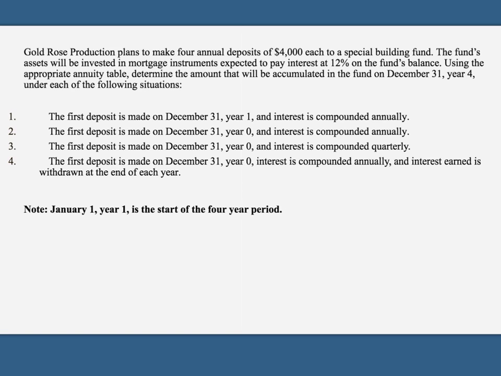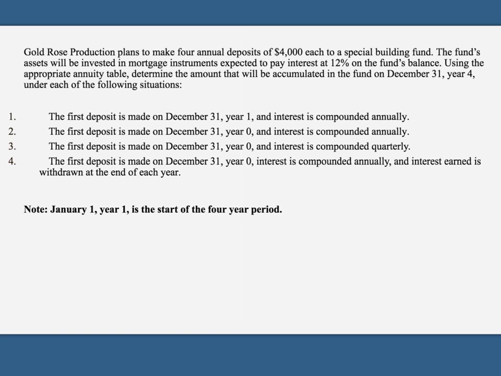Using the appropriate annuity table, determine the amount that will be accumulated in the fund on December 31st, year 4, under each of the following situations. And you see we have 4 questions that we'll be working through. The large variations are going to be on when the deposit is made, whether it be December 31st, year 1 or year 0, and then there's interest compounded annually or quarterly. So we'll look at these questions in more detail as we go through the following slides.